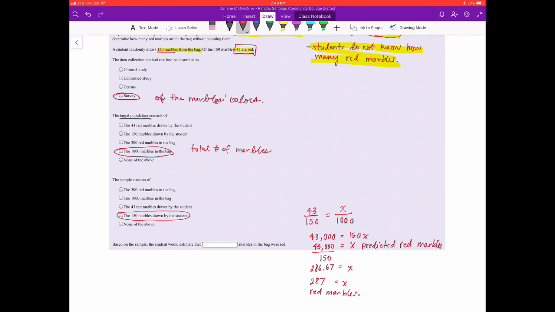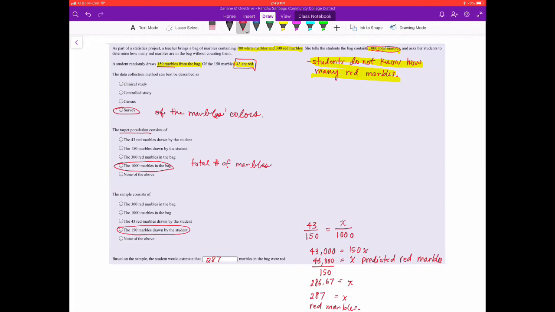Now recall that the students didn't know how many red marbles were in the bag. So if we go back and look, recall that there were 300 red marbles in the bag. And then from our sample proportion, we predicted that there were 287 red marbles. Those are pretty close. So we have to say that the sample that the students took was a pretty good representation of our population.